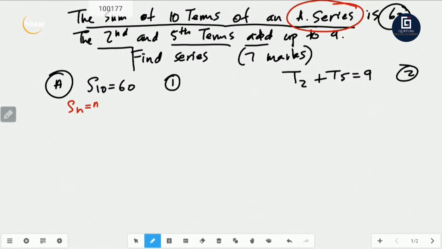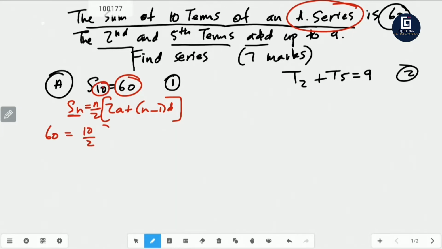Sn equals n over 2 into 2a plus n minus 1 times d, because your last term is not given. So they're giving you the Sn. The Sn is 60. The sum of 10 terms is 60, is equal to 10 over 2. The number of terms is 10, so we have 10 over 2 into 2a, I don't have a, plus n minus 1, 10 minus 1, 9, times your common difference.